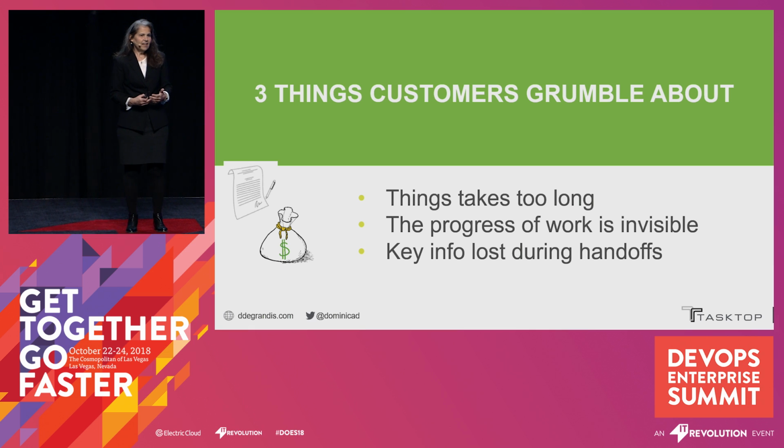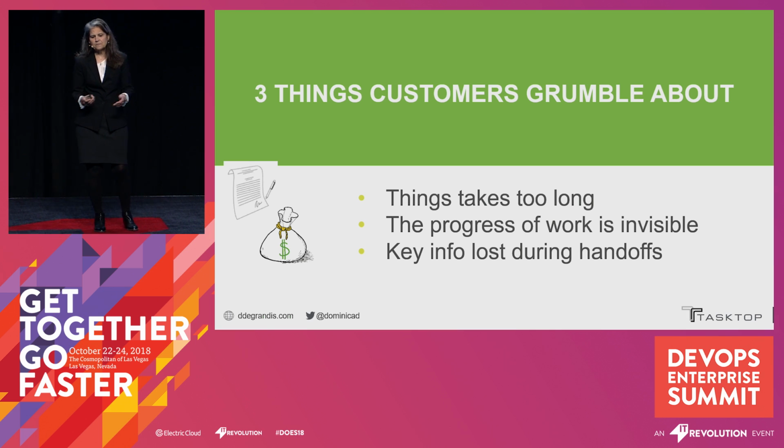And I find out that, like IT, they too have a vast amount of unplanned work, conflicting priorities, and too much work in progress. And like IT, their customers are grumbling about the same things that IT customers are grumbling about, and that is that things take too long, the progress of the work is invisible, and the handoffs are challenging. Right? Things get lost.